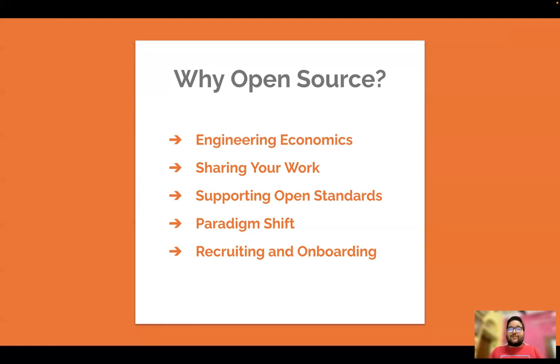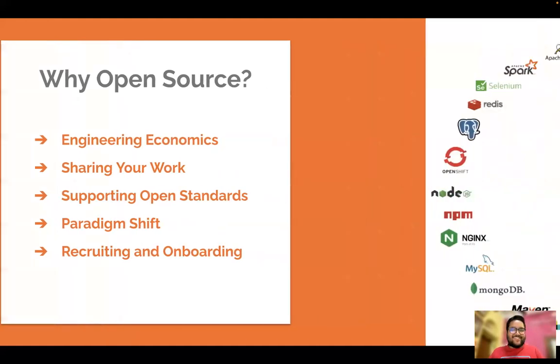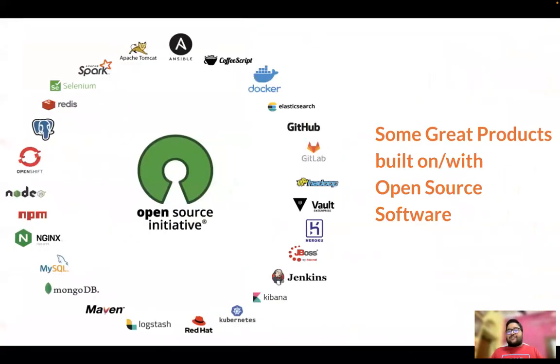So that's it about why we should be doing open sourcing. Now, some of the great products that you are seeing over here are all built on open source software. Even if they are not open sourced themselves, they are built on open source software and they support open source. Most of the software over here and most of these organizations, like Red Hat, have open sourced most of their things, most of their configurations and everything.